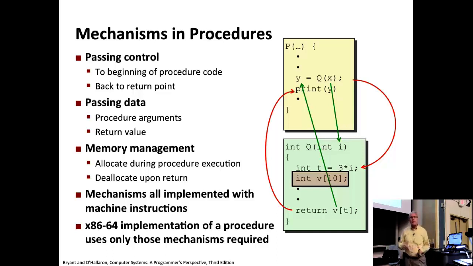And part of the reason for breaking it down into those little segments is that in x86-64, one of the clever things they did was to try and reduce the overhead of procedure calls as much as possible.